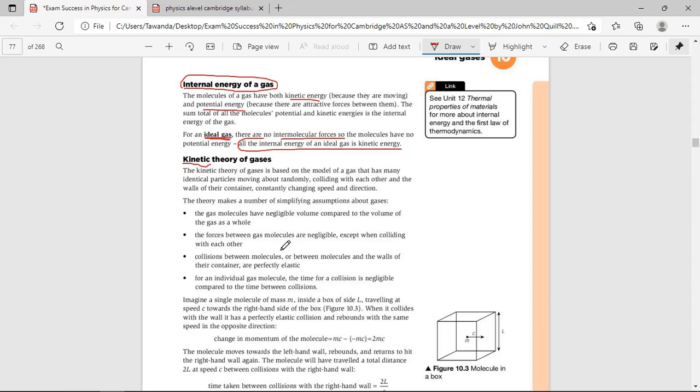So the kinetic theory of gases is based on the model of a gas that has many ideal particles moving about randomly, colliding with each other and the walls of the container, constantly changing speed and direction. The theory makes a number of simplifying assumptions about gases. So these are the assumptions that you should know under the kinetic theory of gases. The first one: the gas molecules have negligible volume compared to the volume of the gas as a whole.